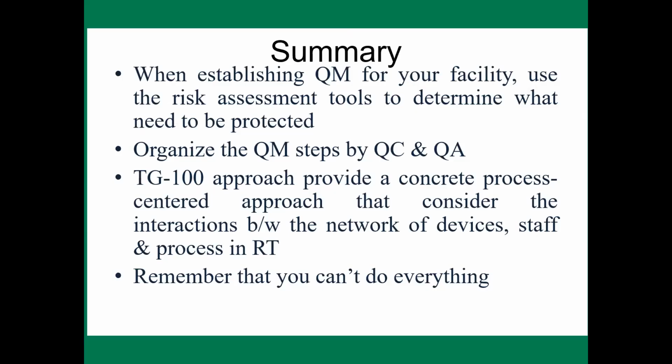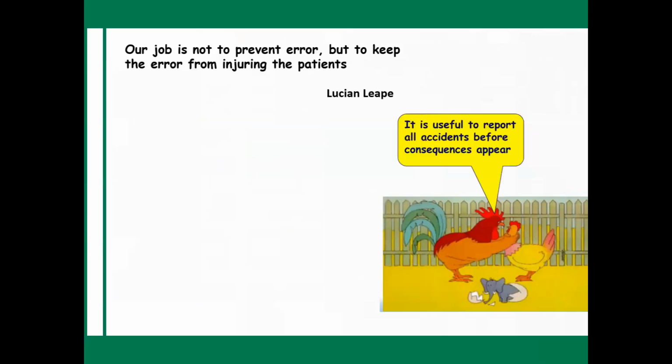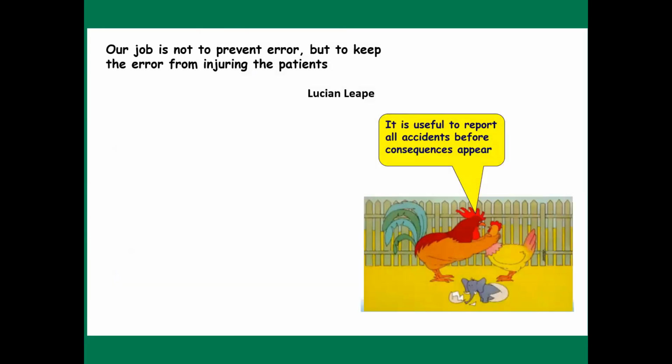The summary of this presentation: when establishing quality management for your facility, use the risk assessment tool to determine what needs to be protected. Organize the QM step by QC and QA. The TG100 approach provides a concrete process-centered approach that considers the interaction between the network of devices, staff, and processes in RT. Remember that you can't do everything. Our job is not to prevent error, but to keep the error from injuring the patient. So it's useful to report all accidents before consequences appear. Remember, near misses are very important to report.